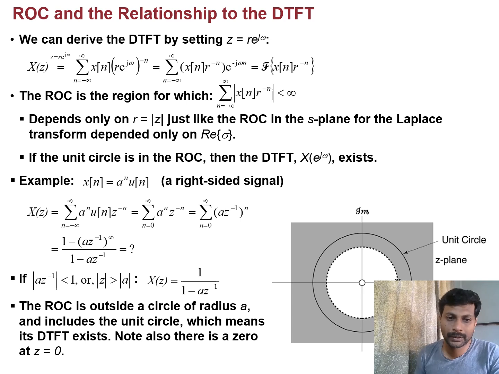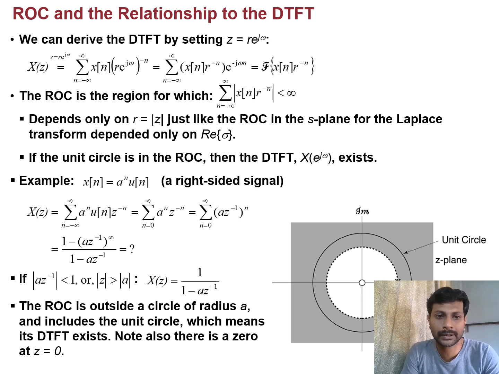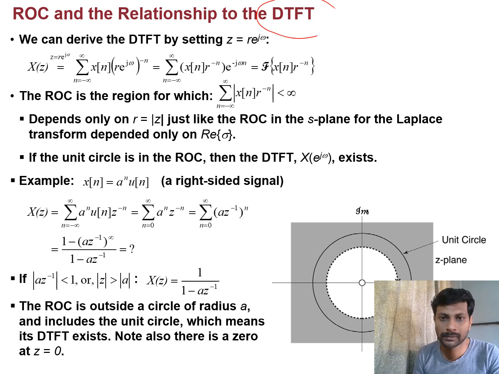Now, in this slide we have derived the relationship between Laplace transform and Z transform. Now we will discuss the Z transform and the discrete time Fourier transform. As we have already seen, Z transform is for discrete time signals. So we will compare it with the discrete time Fourier transform, DTFT.